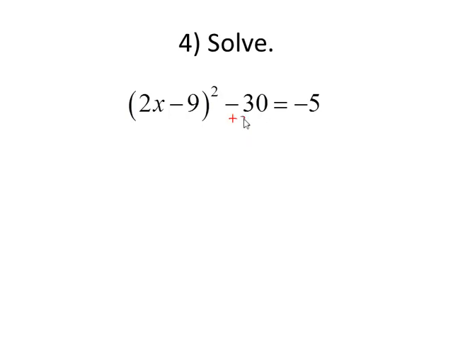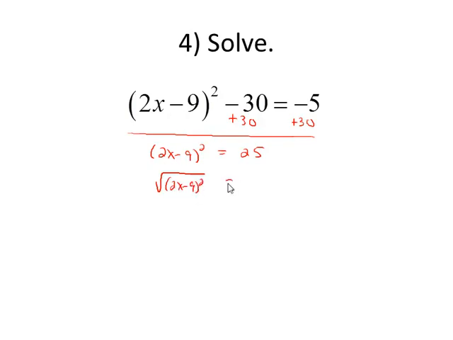When we isolate the squared term by adding 30, I get 2x minus 9 squared equals 25. Now that the square is isolated, I'll take the square root of both sides, plus or minus on the right. 2x minus 9 is equal to plus or minus 5, because the square root of 25 is 5. Add the 9 to the other side. 2x equals 9 plus or minus 5, and divide both sides by 2.